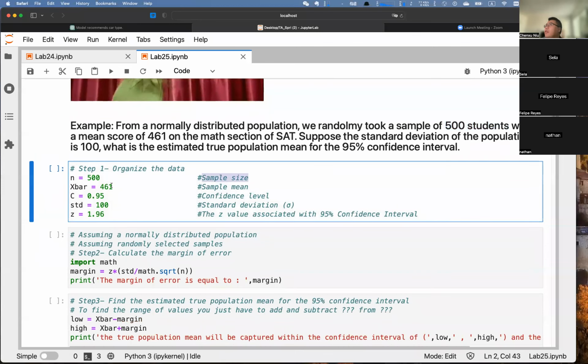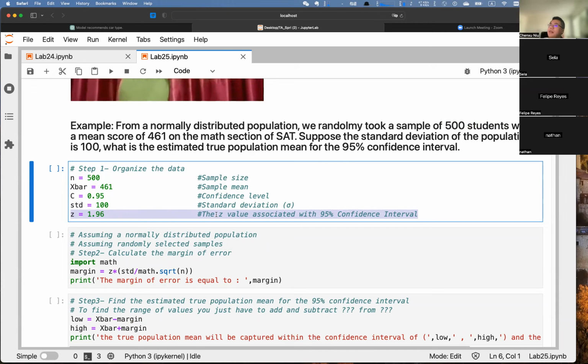The first one is the sample size, 500 students, and the sample mean, X bar, means the sample mean value. And the confidence level is 95%, which is 0.95, right? Then the deviation is 100. And the next one is the Z value associated with the 95% confidence interval. Actually, the Z value is related to the confidence interval.